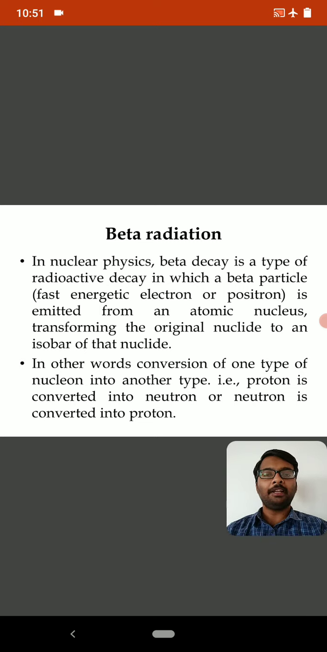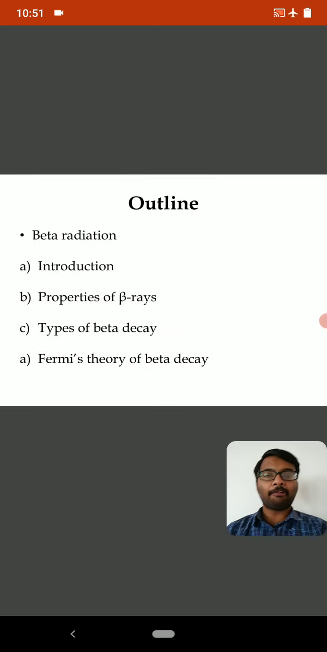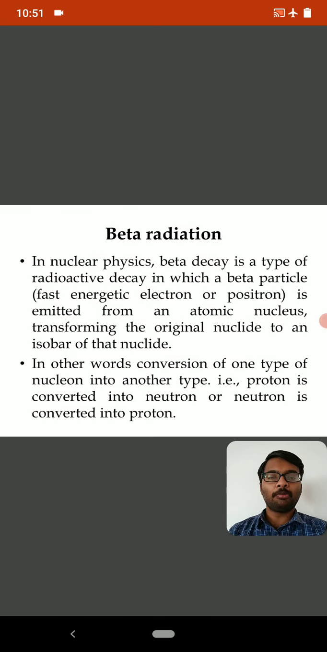So in this beta decay, the beta particle, either electron or positron, is emitted from an atomic nucleus, which transforms the original nucleus to an isobar of that nucleus. Isobar means the proton number and neutron number are interchanged, but the mass number remains the same. Or in the simplest way, we can define beta decay as the conversion of one type of nucleon into another type.